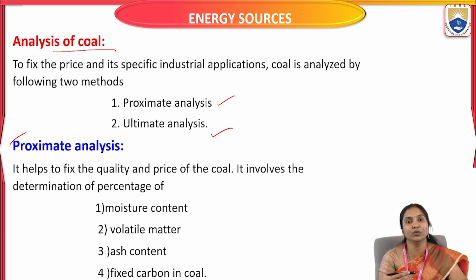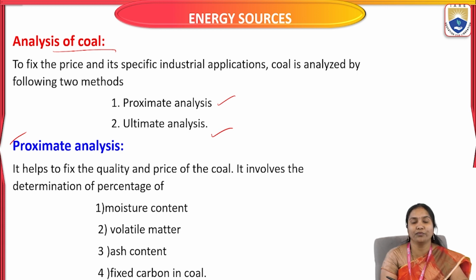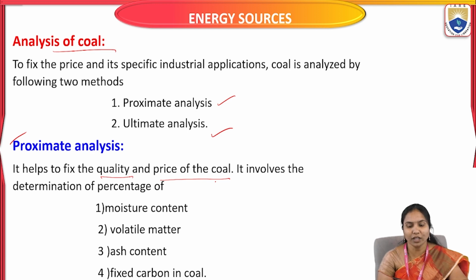The first method is proximate analysis. What is the use of proximate analysis? What can we analyze in this proximate analysis? It helps to fix the quality and price of the coal. It involves determination of the percentage of moisture content, volatile matter, ash content and fixed carbon in a coal. So this proximate analysis is mainly used to fix the price and quality of coal.